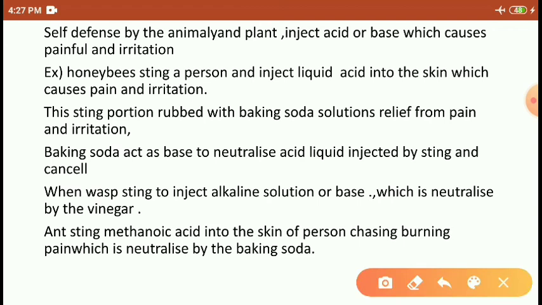One more thing: the sting of methanoic acid, what is the ant, students? When an ant bites our skin, it releases methanoic acid. Methanoic acid gives a burning sensation and pain, and it is neutralized again by baking soda. Right, students? So this is about today's topic, students.